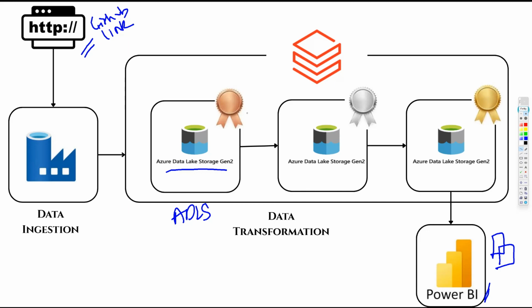The first medal will be the bronze layer, then the second will be silver, and then the third will be gold. The purpose of the bronze layer is that we will use it to store our raw and unprocessed data which we have ingested. So right now our dataset is in the GitHub account, right?